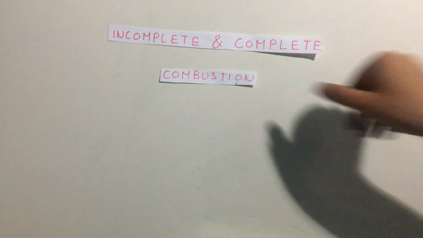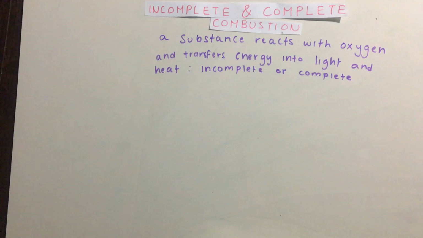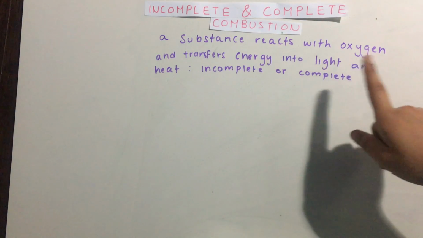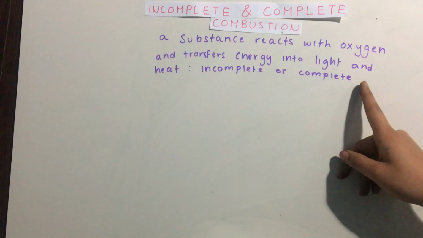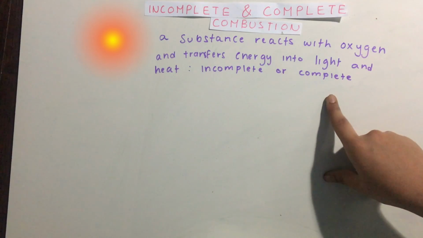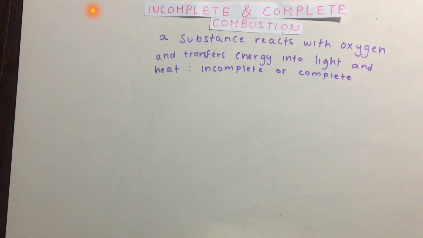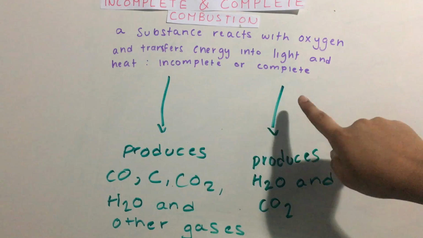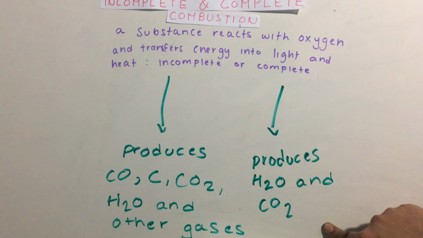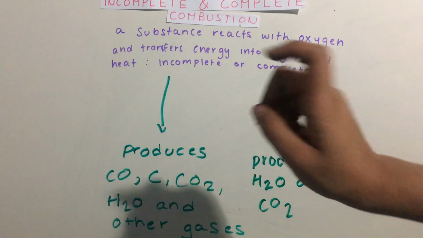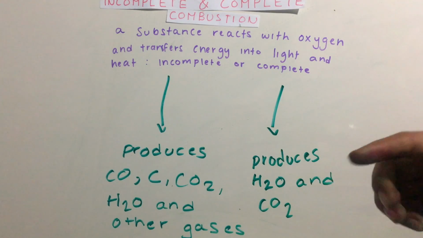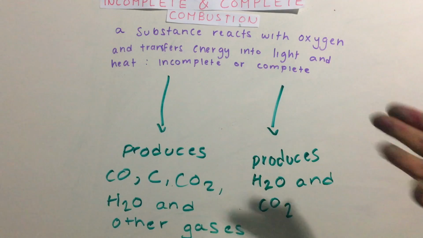Incomplete and complete combustion. In a combustion reaction, a substance reacts with oxygen from the air and transfers energy to the surroundings as light and heat. The combustion reaction can be either incomplete or complete. One of the differences between the two is that incomplete combustion produces carbon monoxide, carbon dioxide, and water and other oxides like sulfur dioxide, while complete combustion only produces water and carbon dioxide.